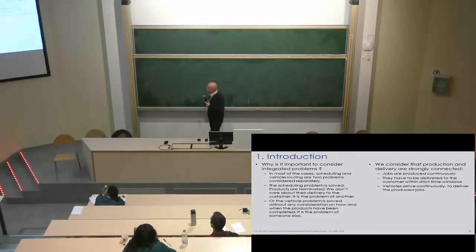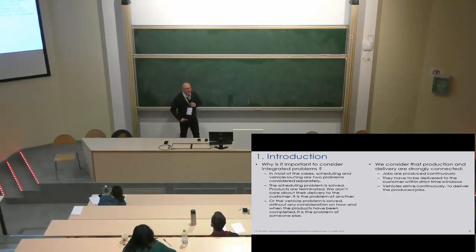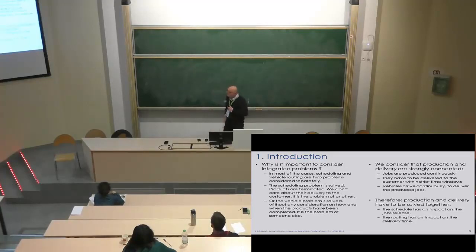We consider that production and delivery are strongly connected. It means that jobs, in the case where jobs are produced continuously, have to be delivered to the customers within strict time windows, and vehicles arrive continuously to deliver the produced jobs. And in this case, production and delivery have to be solved together.